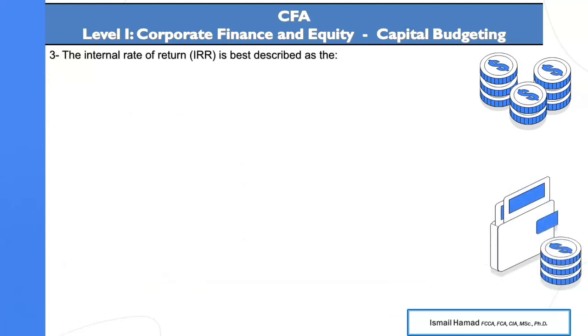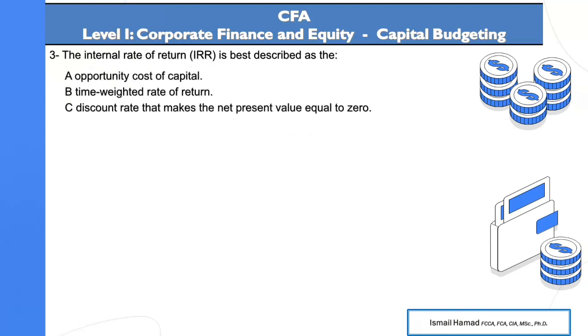The next question: the internal rate of return is best described as, as I mentioned in the previous slide, the rate that makes the net present value equal 0. An opportunity cost of capital? No, this is the one we use to calculate the net present value. Time-weighted rate of return? No. The discount rate that makes the net present value equal 0. This is, I think, a straightforward question.